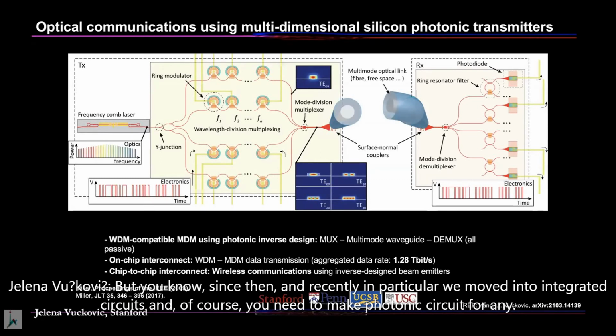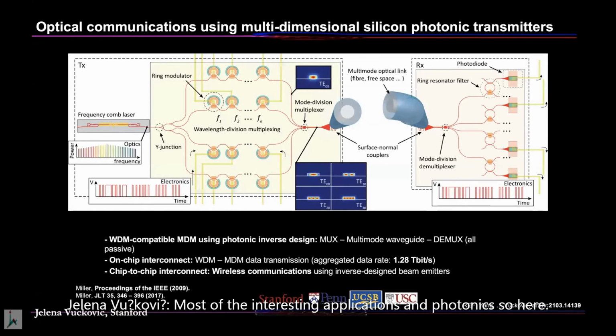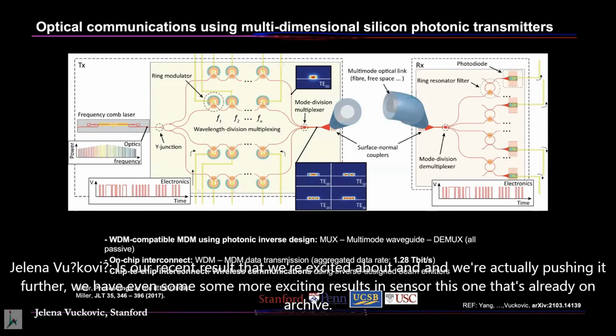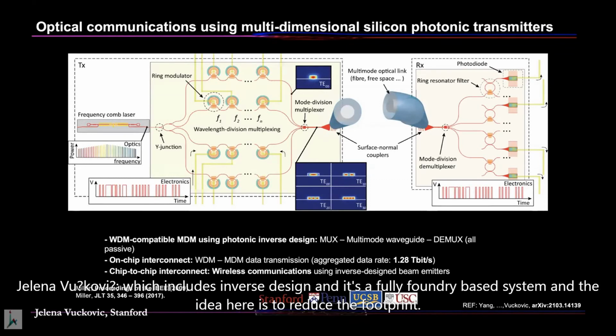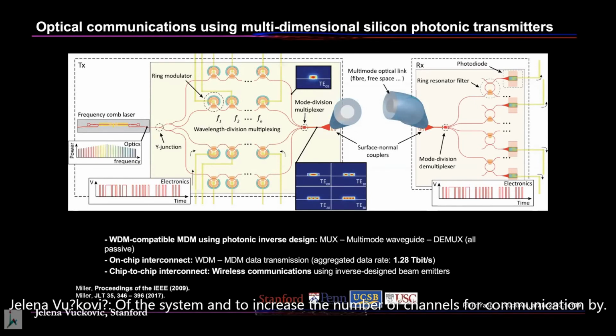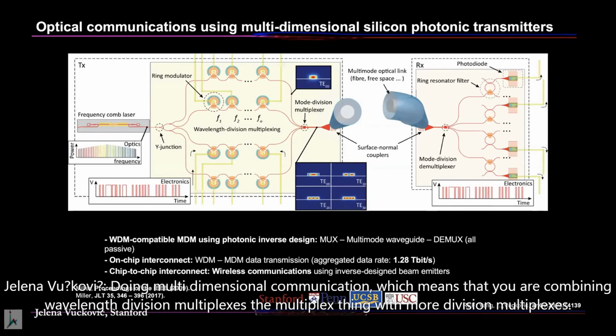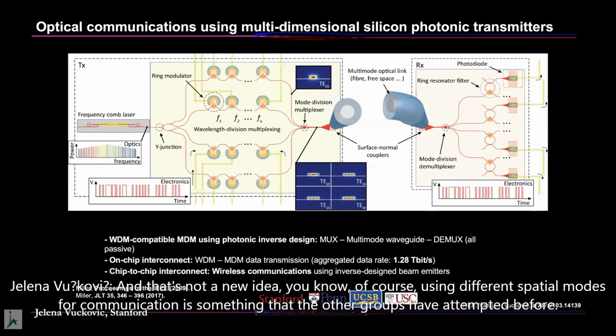And of course, you need to make photonic circuits for most of the interesting applications of photonics. So here is a recent result that we're excited about, and we're actually pushing it further. We have even some more exciting results since this one that's already on arXiv. This is a system for optical interconnects, chip-to-chip interconnects and on-chip interconnects, which includes inverse design, and it's a fully foundry-based system. The idea here is to reduce the footprint of the system and to increase the number of channels for communication by doing multidimensional communication, which means that you are combining wavelength division multiplexing, demultiplexing with mode division multiplexing. And that's not a new idea.